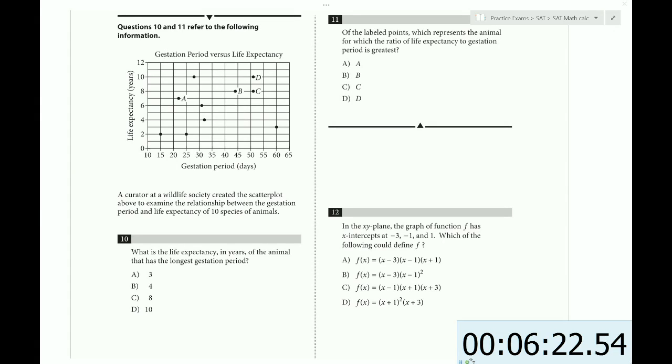All right, question 10. What is the life expectancy in years of the animal that has the longest gestation period? So the animal with the longest gestation period would be this animal here, this dot, and the life expectancy looks like it's going to be between 2 and 4, so 3.